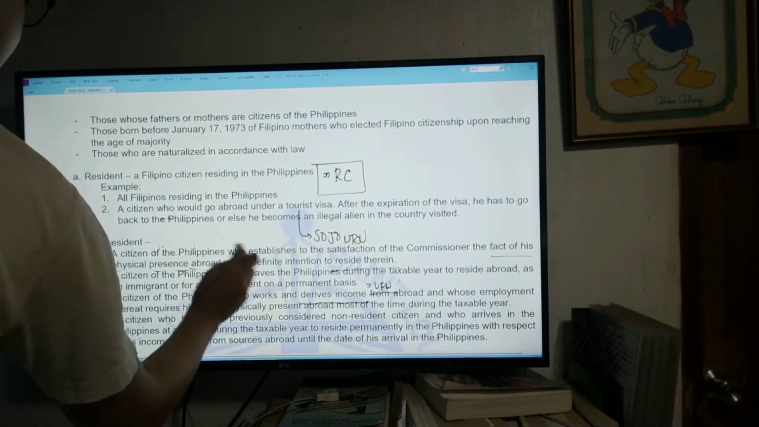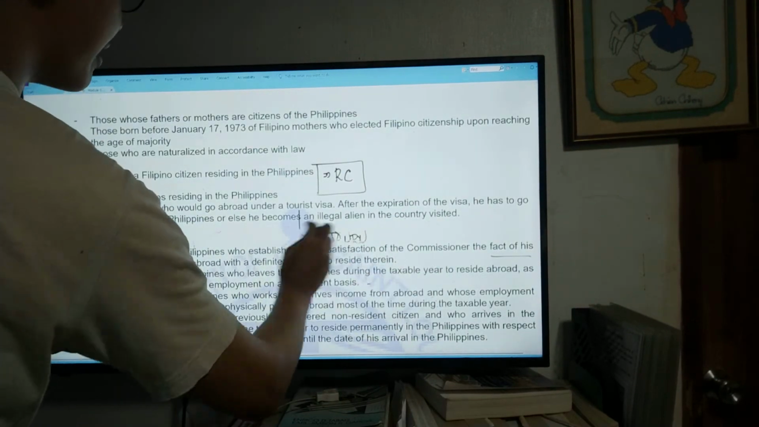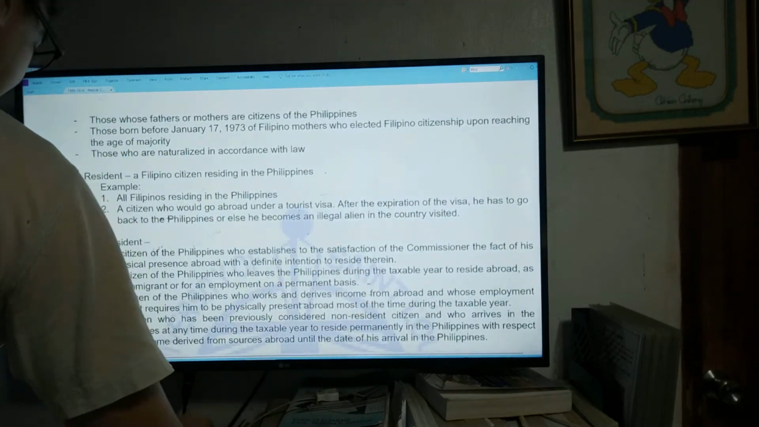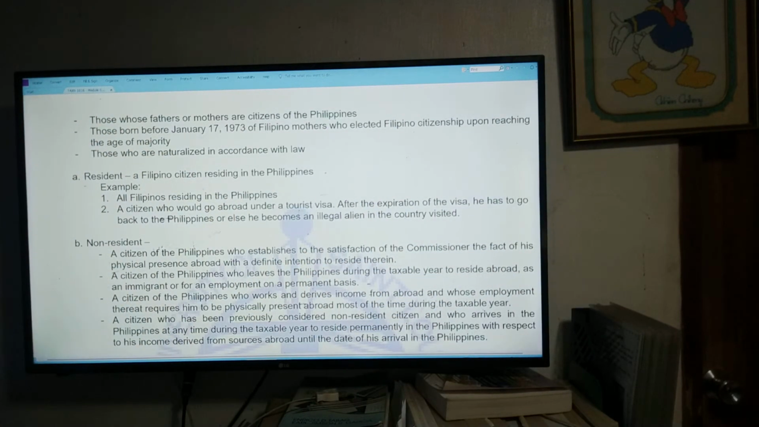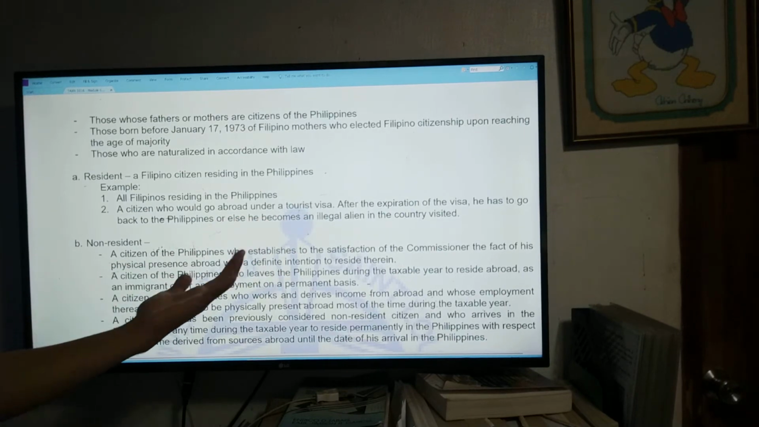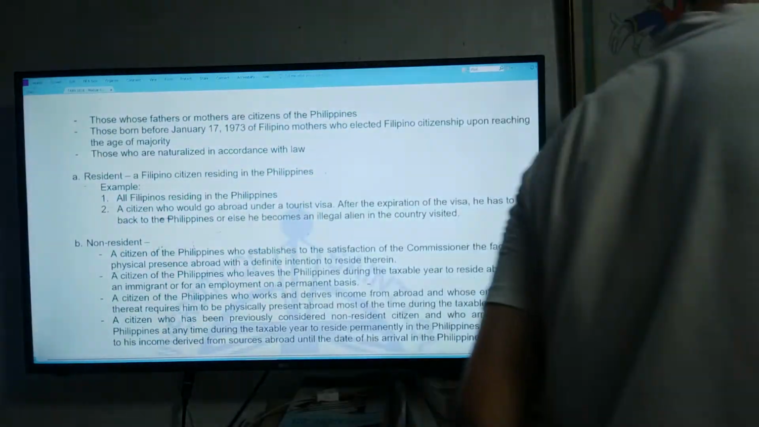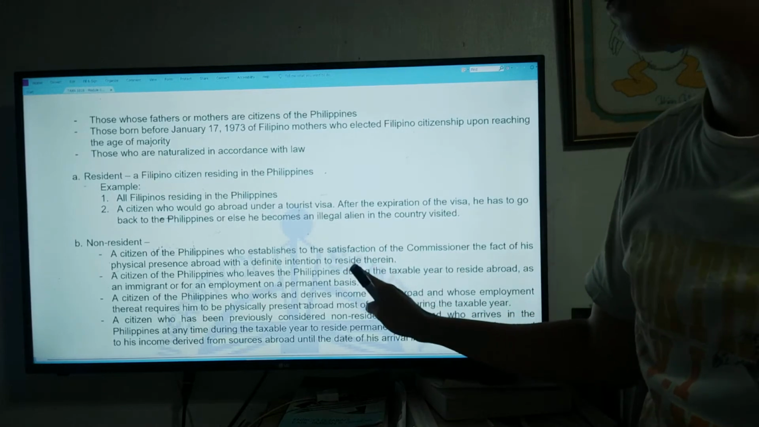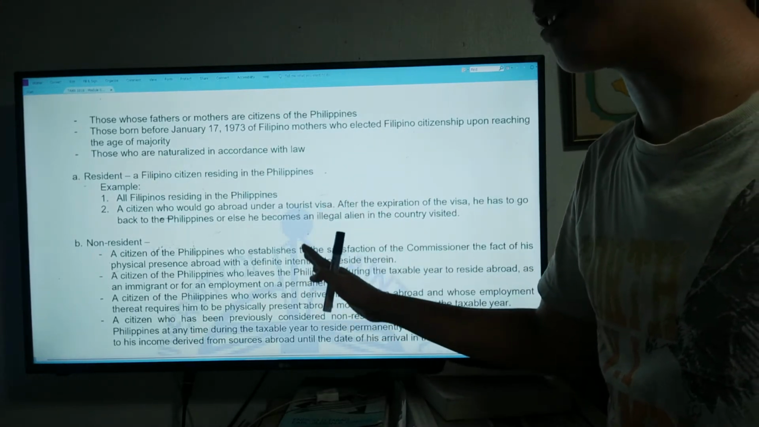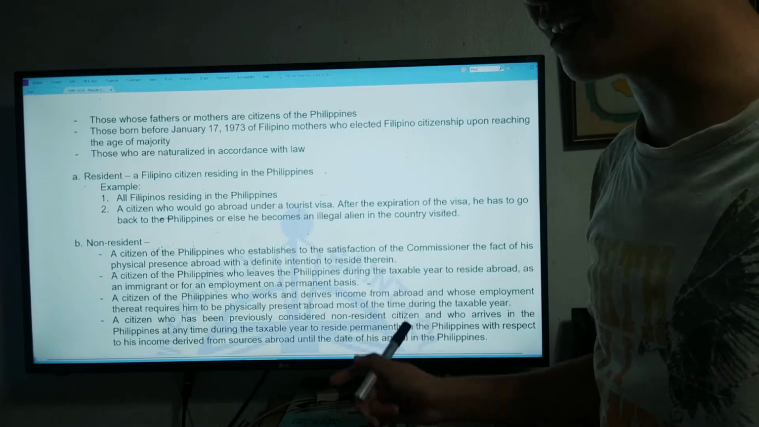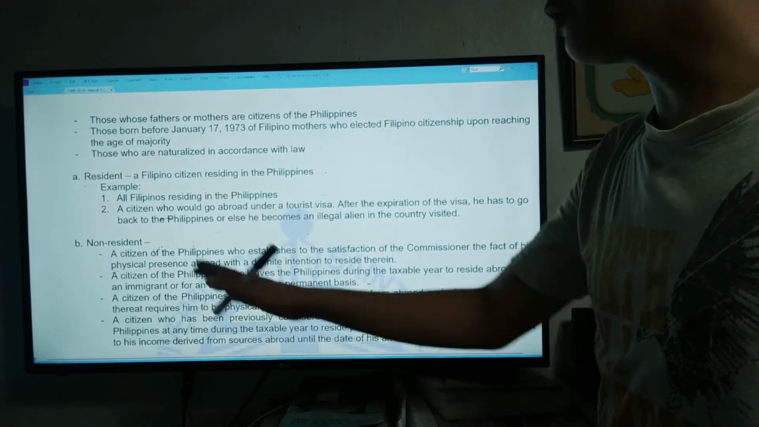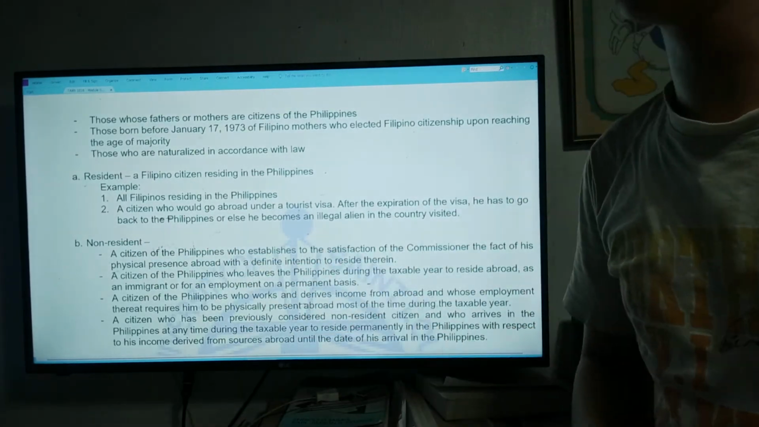So let's begin. Let's continue with our discussion. Ayan. So yun ho yung primary difference between a resident citizen who just went abroad for a tourist visa or just for a sojourning purpose, in contrast with a non-resident citizen with a definite purpose of residing for a very long period of time, either for employment or for actually just living or residing there. Okay? Yun ho yung for immigration. Yun ho yung constitution ng isang non-resident citizen.